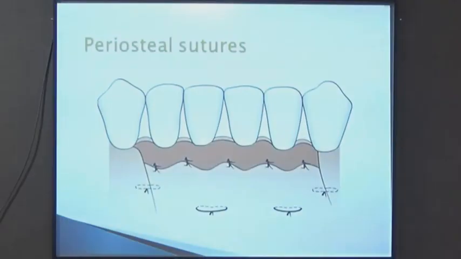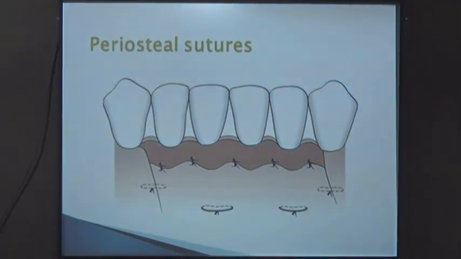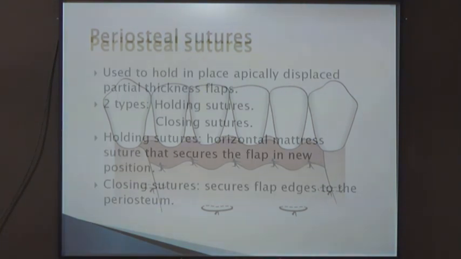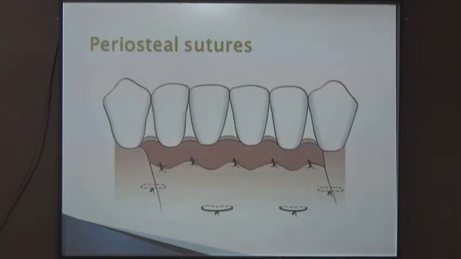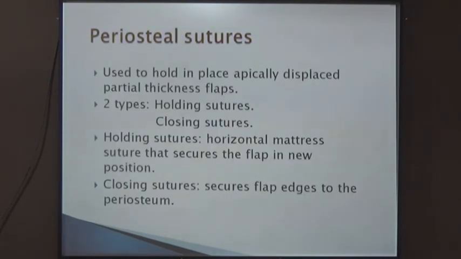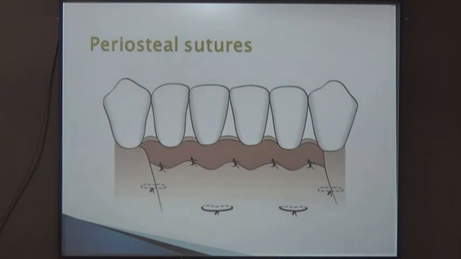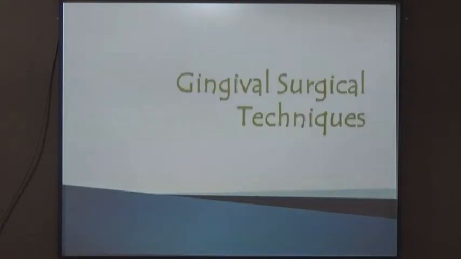No? See this, placing the suture. As I told you before, the holding suture is a horizontal mattress that secures the flap in the new position, and the closing suture secures the flap to the periosteum. These are the two types. Understood? Holding and closing. Okay, these are the two types of sutures.